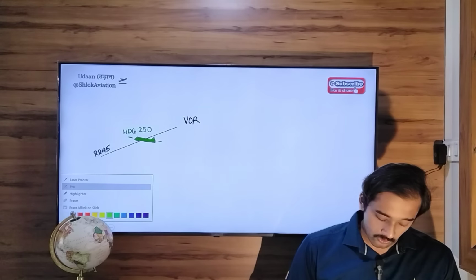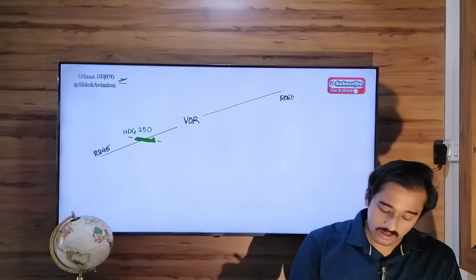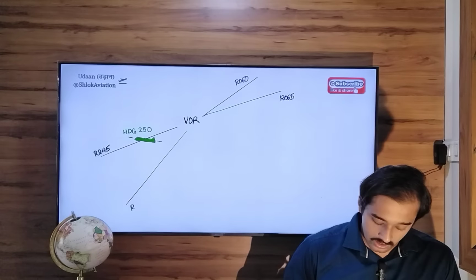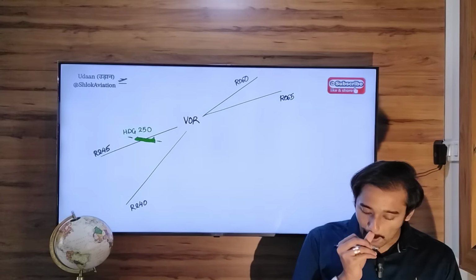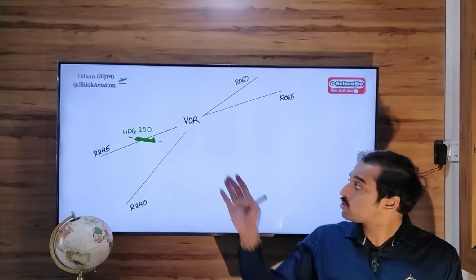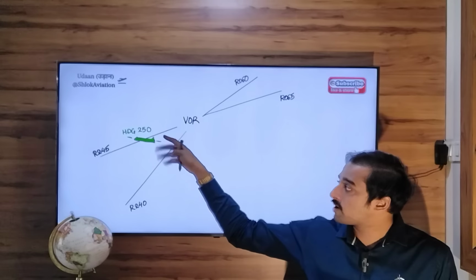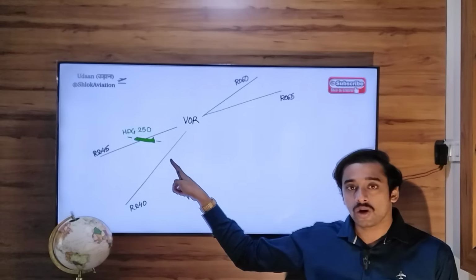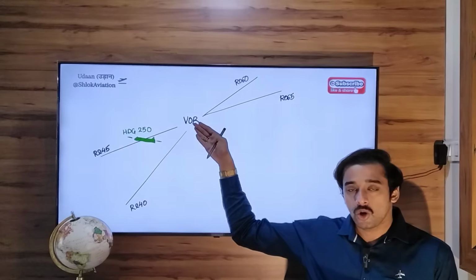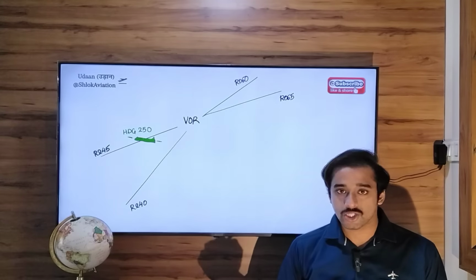Now reciprocal of 245 is 065 and the course selected is 060. The reciprocal is 240. Okay, now to go on to course 060, which you have selected, you will first have to change your radial from 245 to a new radial of 240 and then track that radial 240 inbound, overfly VOR and transition on radial 060. That's how you will achieve it, right?